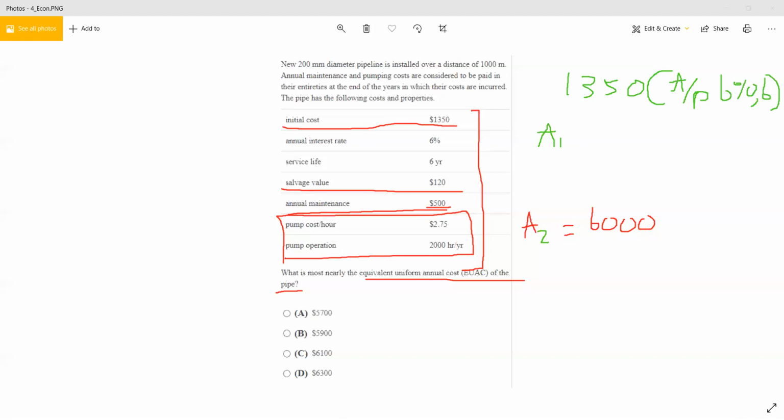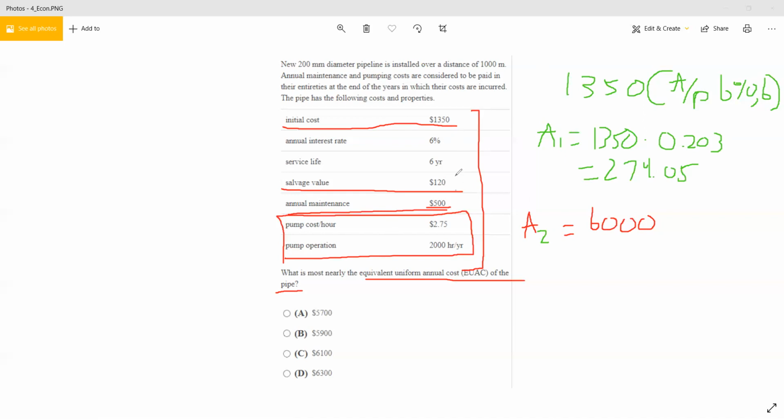Okay. If we look at the tables, we got to look at 6%, 6 years, A given P. That factor is approximately, you guys get 0.203? Yeah, 0.2034, 0.203. So it's going to be 1350 times 0.203, which will get us about 274 and a half. Approximately. All right.